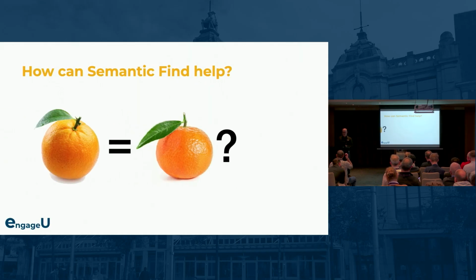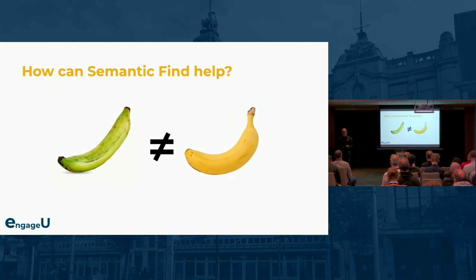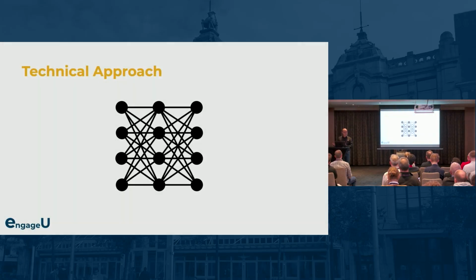This is where Semantic Find comes in. Using the semantic search tools in FileMaker, we can much more easily identify when two records are a match, even when the data is still messy. And it can also help us identify records that are not a good match. So how do we actually do this?